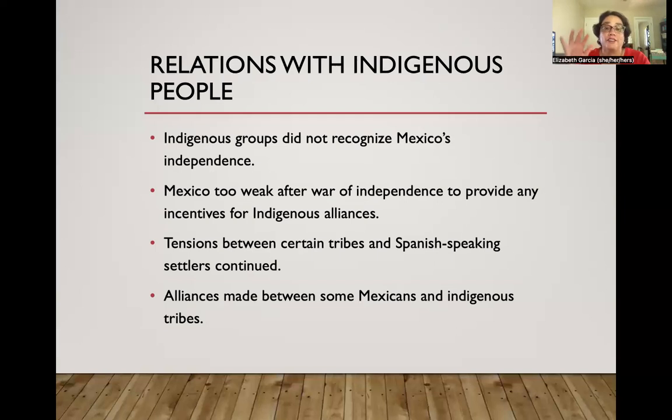So when you look at the various different tribes and how they related to Mexico and to Spanish settlers, you're not going to find a general universal experience and decision. Each tribe made their own decisions as to how they were going to relate to Mexico and its government, and to the Spanish settlers that were living amongst them.